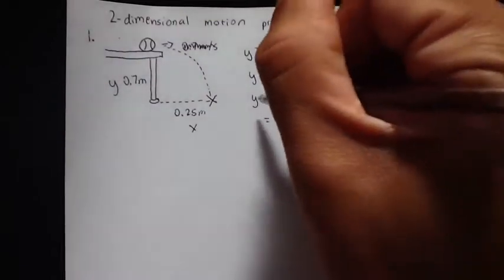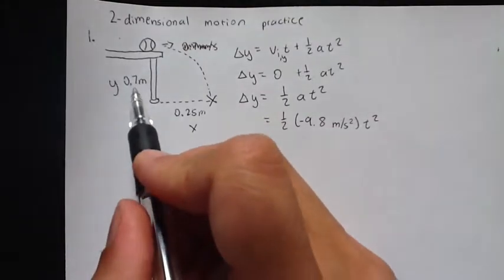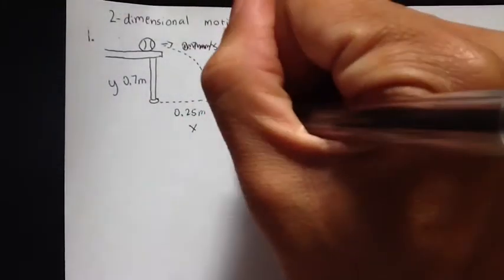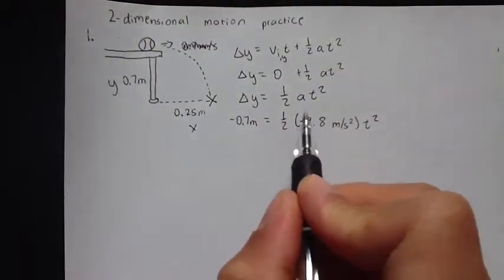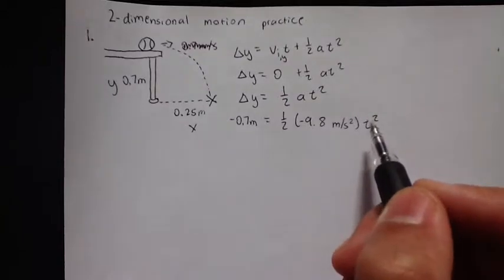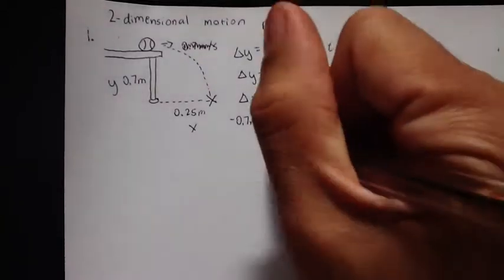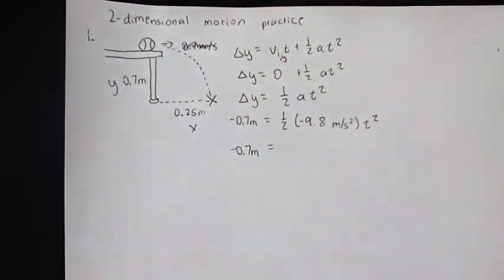We know that the change in y is 0.7 meters in the downward direction. That means a negative 0.7 meters. This negative has to be there because you're using a negative acceleration. Otherwise, when you try to take the square root of time squared, it's not going to work, because you'd have the square root of a negative number.